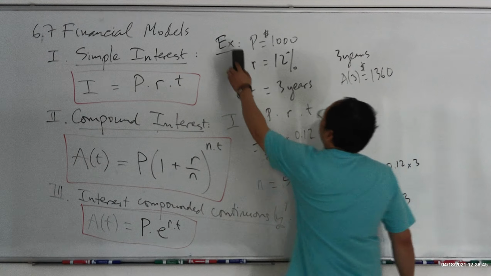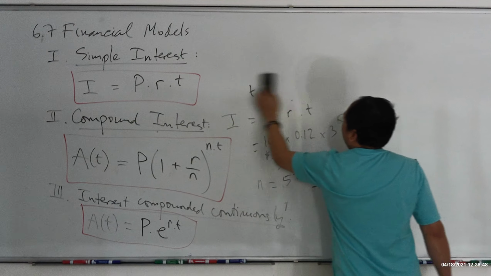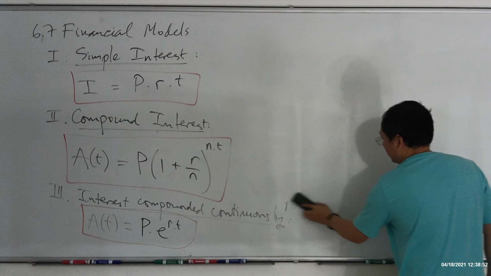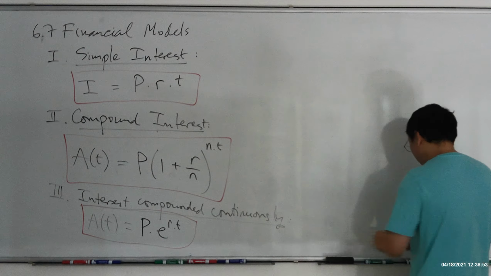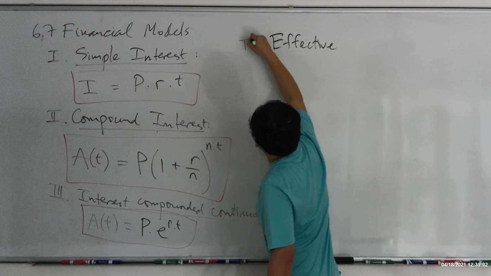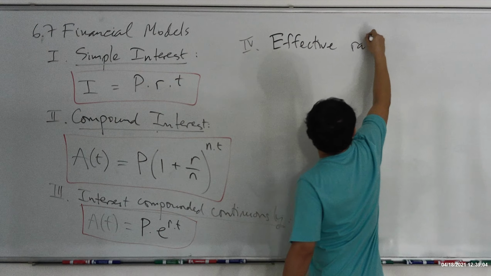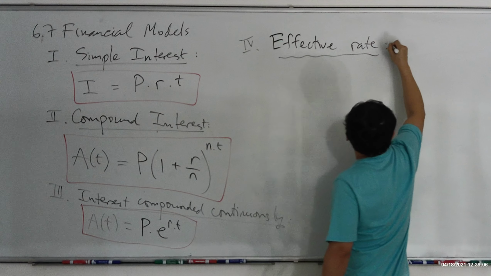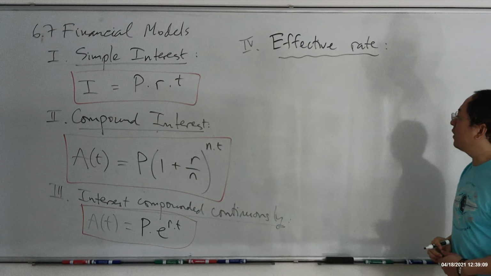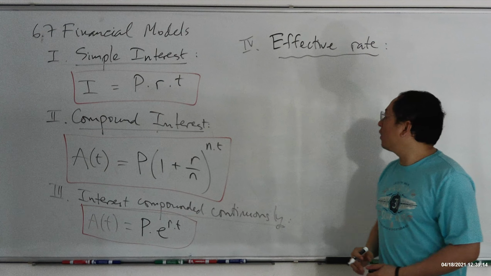There is one more formula that you see in the book, in our textbook. They talk about something called the effective rate. Effective, put it as number 4 then. Effective rate. Let me make it short and easy for you guys to understand. Effective rate is this. You don't even know how they invest your money. All you care is this.